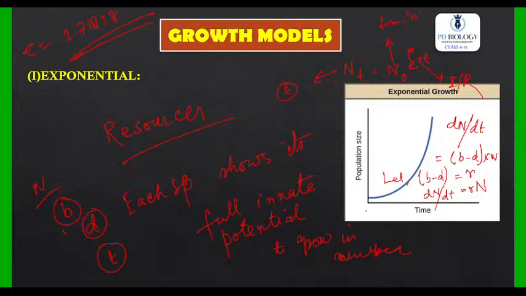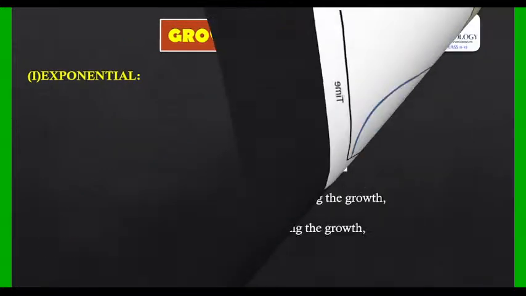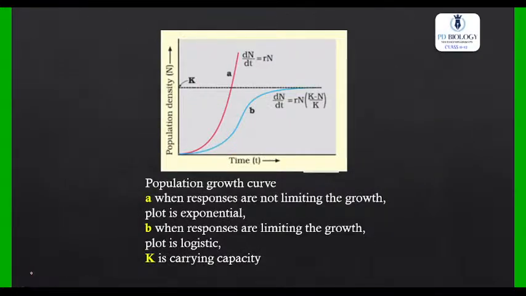So is it clear to you all? Note down this one. See the population growth curve. When resources are not limiting the growth, the plot is exponential. The limiting of the growth plot is logistic, and K is the carrying capacity.